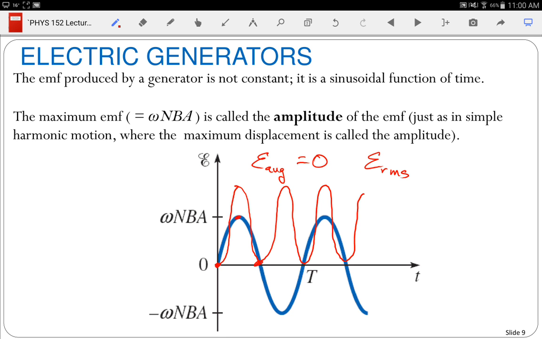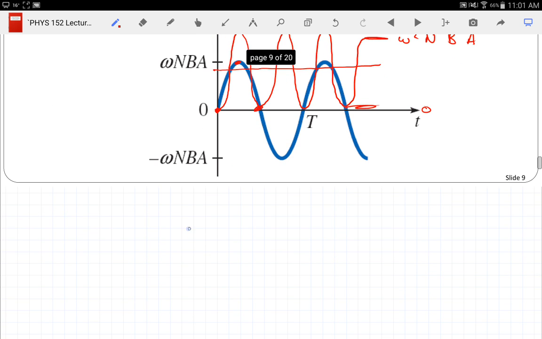Now, it turns out that's still a sine wave, or actually a minus cosine wave with an offset. The average of this is halfway between omega squared, N squared, B squared, A squared, and 0. So you do the square first, and then you take the average, which is halfway in between. Okay, so that gives us E squared, that means average.